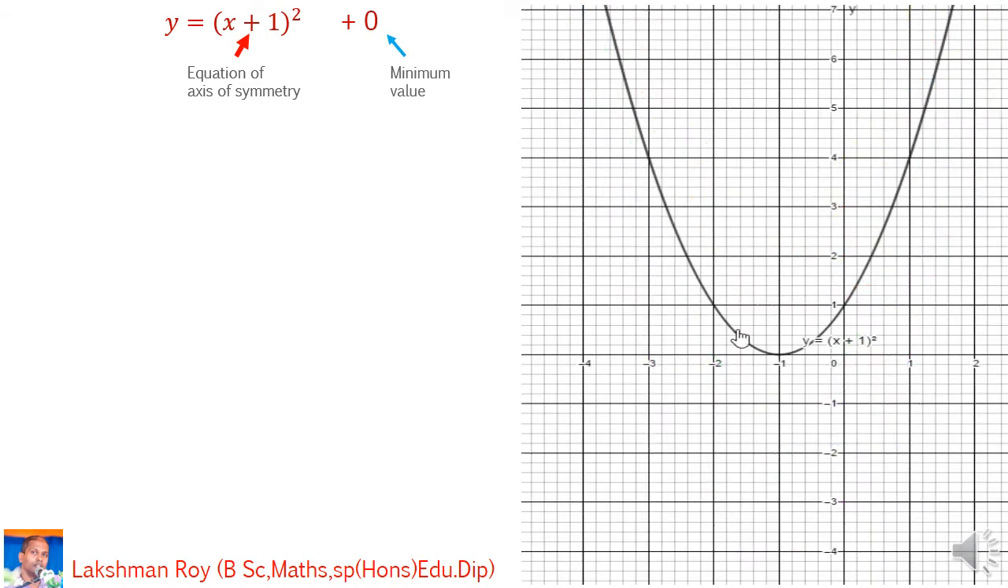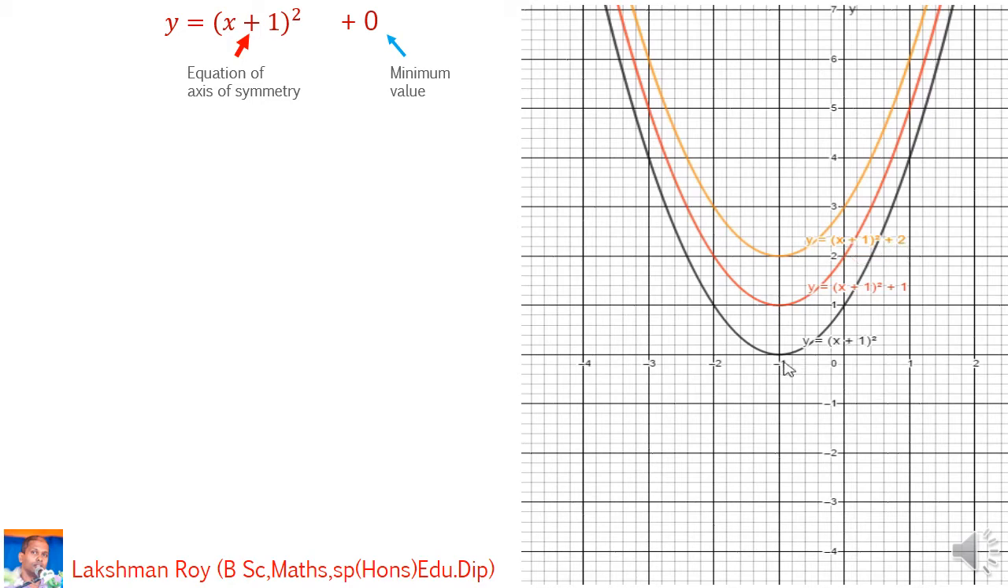Then the number added here, 0, is the minimum value. Now I translate this black colored graph, (x plus 1) squared, vertically up. Moving 1 unit upward, the function becomes (x plus 1) squared plus 1. Moving the black one 2 units upward, the function is (x plus 1) squared plus 2.